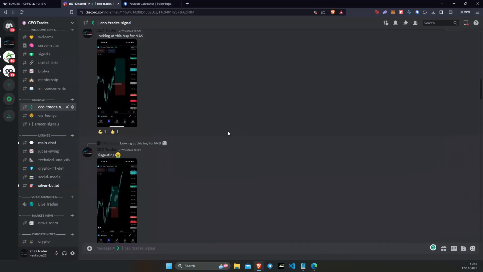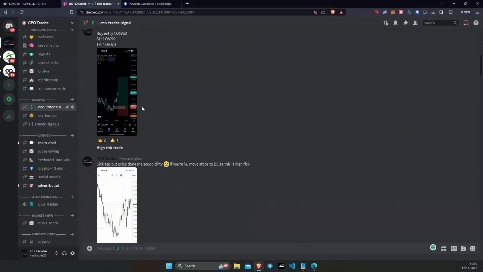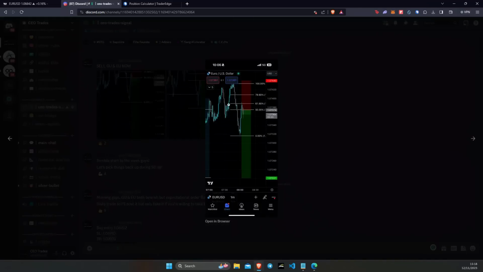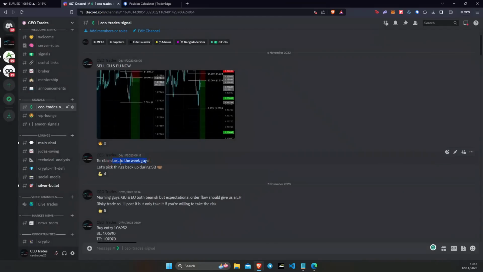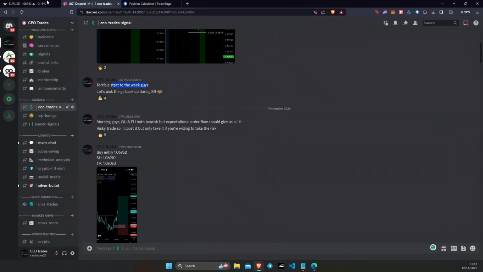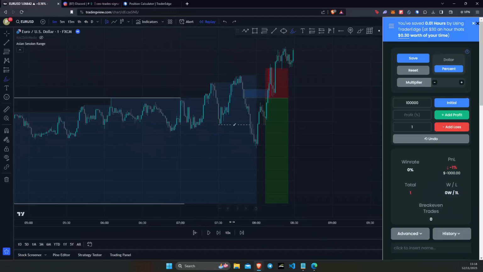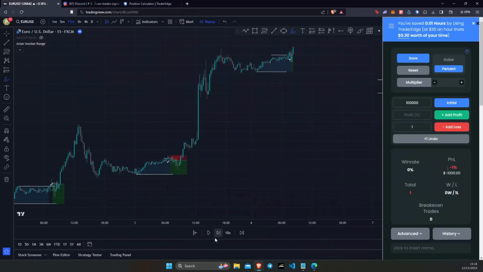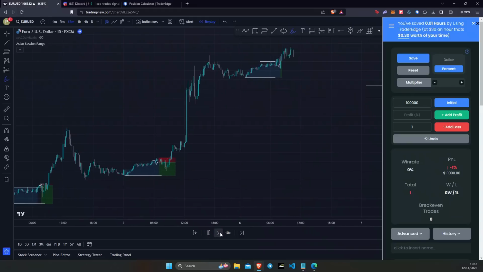Okay, so I did send this trade out on Monday in my Discord saying that I was looking to sell EU. I had it right here, and unfortunately it was a bad start to the week. These things happen, but let's keep it moving. Let's not dwell on our losses, and let's move on to the next day.